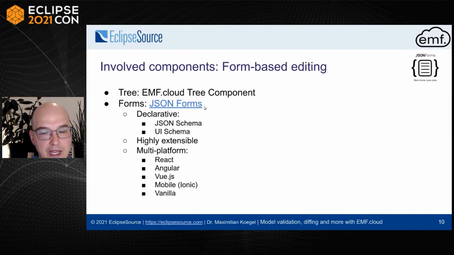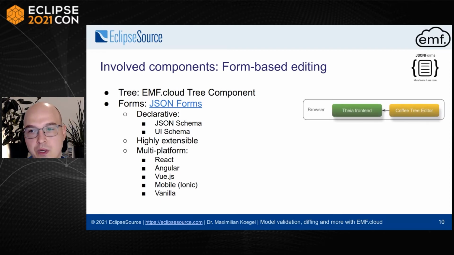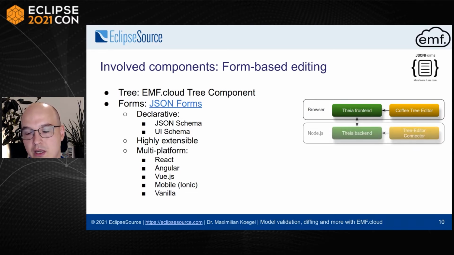Involved components for that: the tree is done with EMF.cloud, with the EMF.cloud tree component, and the forms are done with JSON Forms, which is a framework to create declarative forms. If we look at the architecture, we have the Theia frontend, and we have a frontend contribution that contributes this coffee tree editor. So an editor that opens when I double-click this file in the Explorer. In the backend, we have a tree editor connector, which will load the file and provide it to the tree editor. So pretty straightforward.